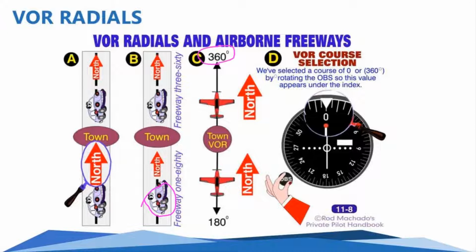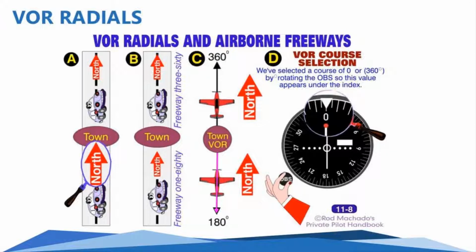So this top part, this radial that's basically sticking out of the VOR, which goes up, is the 360-degree radial. The one that's going straight down is the 180-degree radial. So if we are south of the VOR, we are tracking the 360-degree radial, but we're on the 180-degree freeway, or 180-degree radial, if you want to think about it that way, okay?